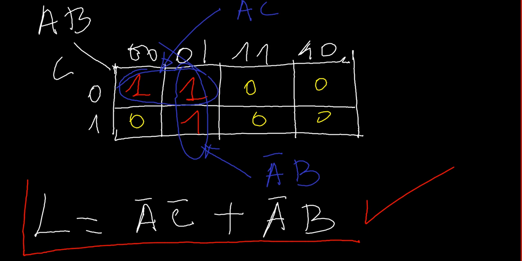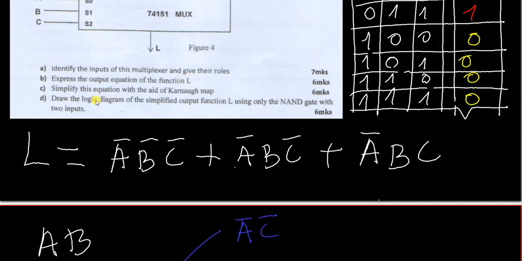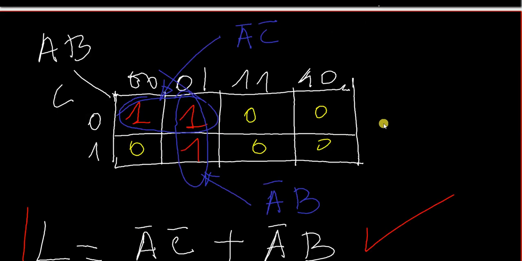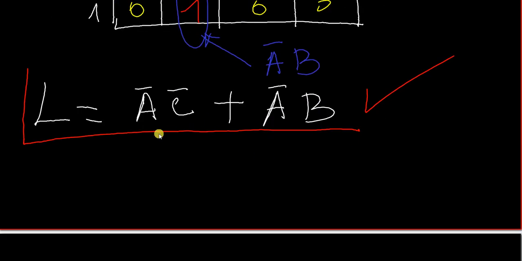So now let us go up and see the next question. Simplify the equation with the help of Karnaugh map. That is all, we have already simplified. Draw the logic diagram for the simplified output function using only NAND gates. We discover that from this simplified Karnaugh map equation, we have the AND gate as well as the OR gate. We are going to minimize it in order to get only the NAND gate.